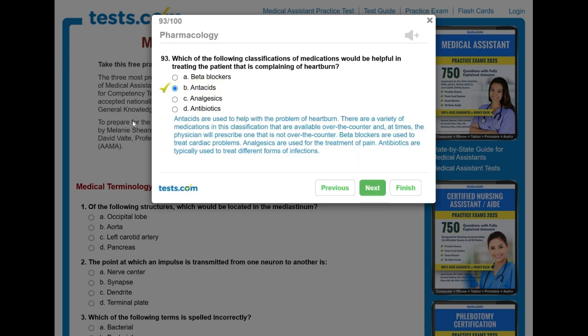B. Antacids. Antacids are used to help with the problem of heartburn. There are a variety of medications in this classification that are available over the counter, and at times, the physician will prescribe one that is not over the counter. Beta blockers are used to treat cardiac problems. Analgesics are used for the treatment of pain. Antibiotics are typically used to treat different forms of infections.